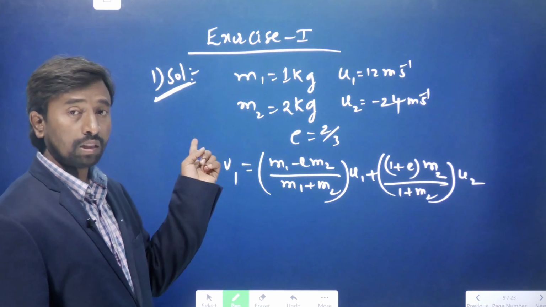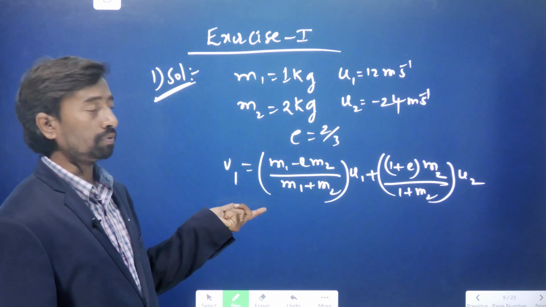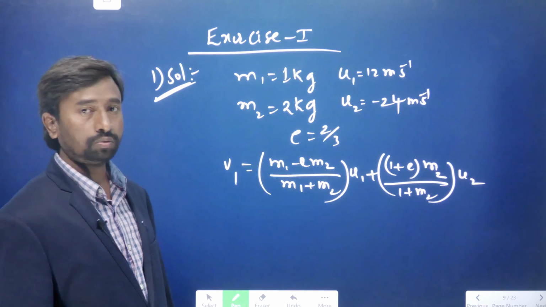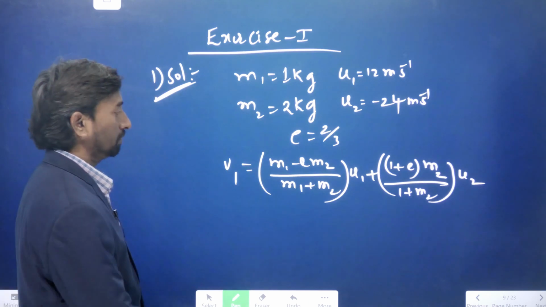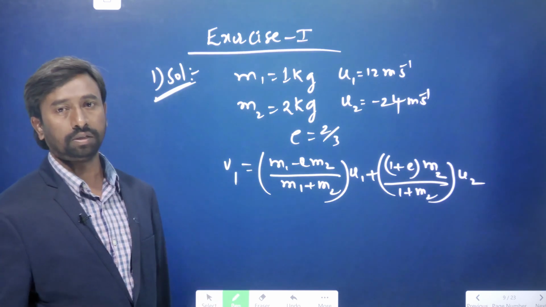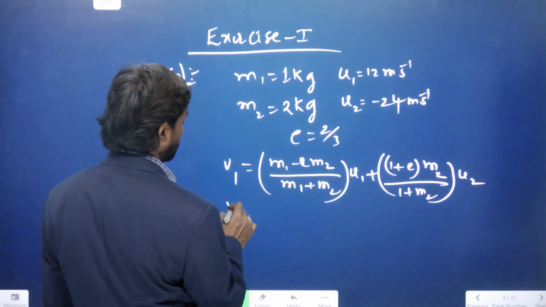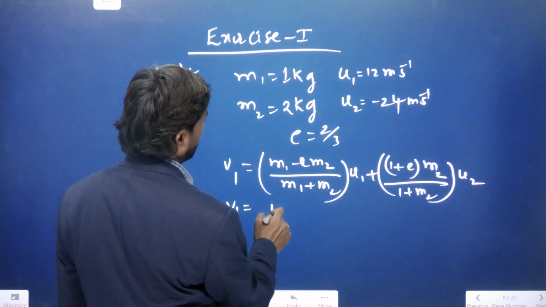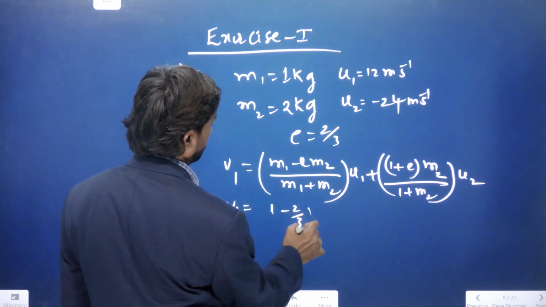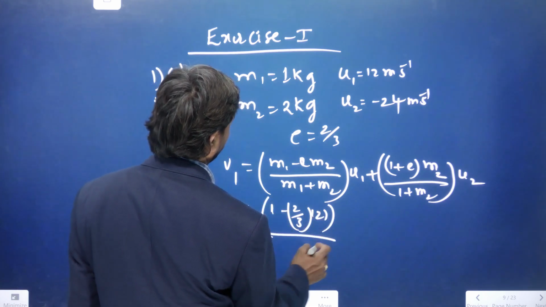In the first step, in perfectly elastic collisions, we went through the procedure. In the same way, if we go, we will get this, but here we should apply the coefficient of restitution. Now substitute to get v1. m1 is 1, e is 2 by 3, m2 is 2, divided by m1 plus m2.